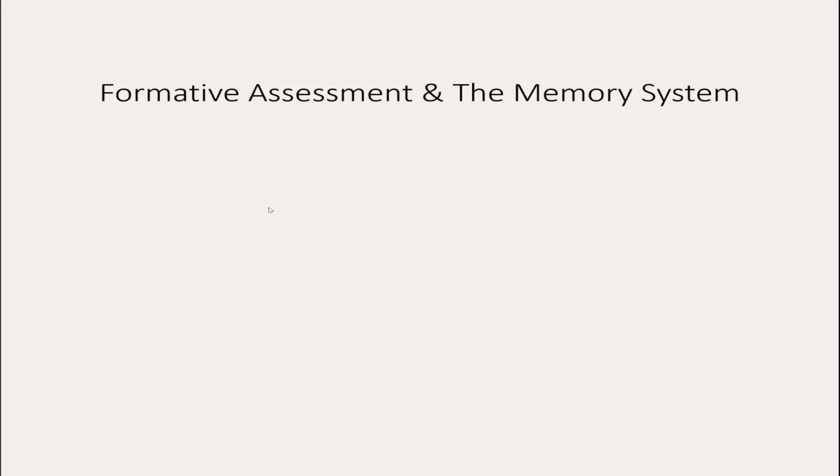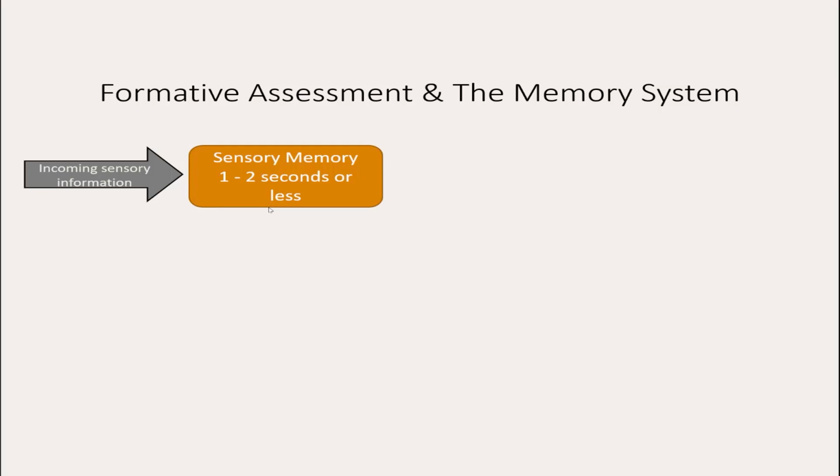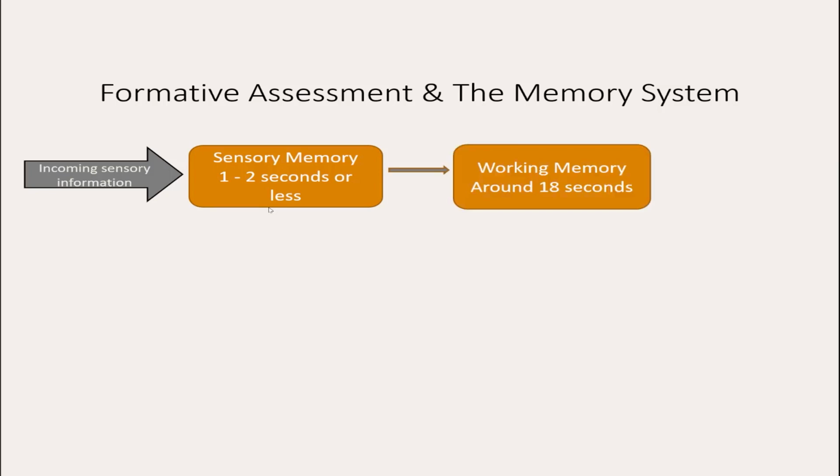So formative assessment in the memory system looks like this. We get incoming sensory information from everywhere, all of our senses, and we can hang on to it for a couple seconds or less. That's called sensory memory. So we throw it into working memory, which only lasts about 18 seconds, but we're working with it in there. It's like trying to remember a phone number or an address.